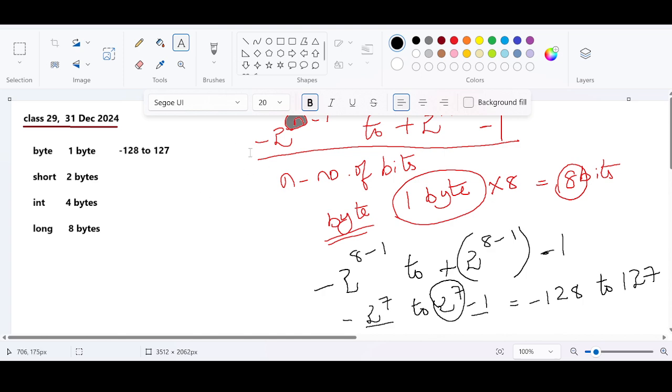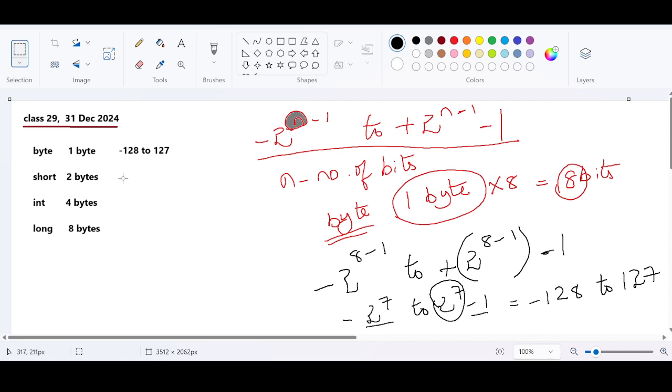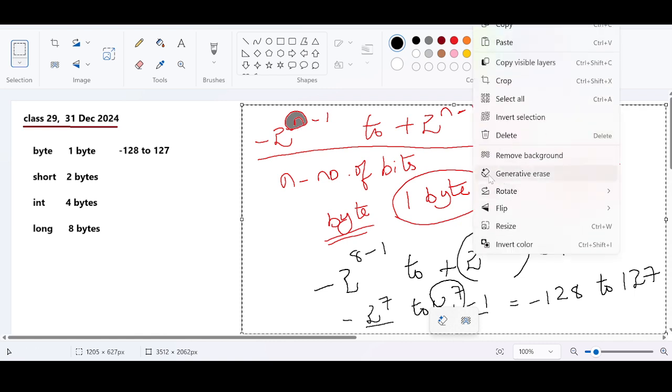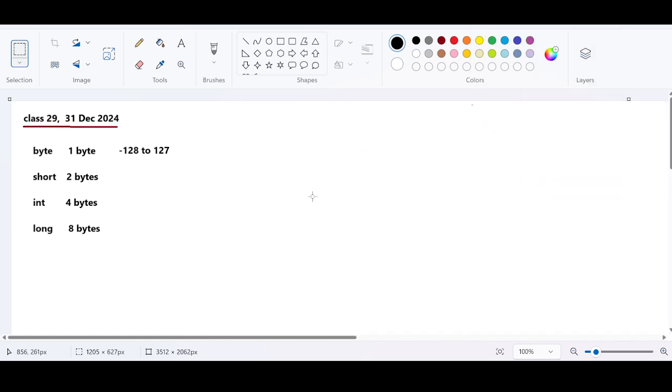And when you want to find the same thing for the short data type, you will use the same formula. Apart from that, you will not do anything. You will find the number of bits, and after finding the number of bits, you will get the actual range. Very easy, right? You do not have to memorize this. You can just memorize this formula. I will help you understand how they arrived at that formula.